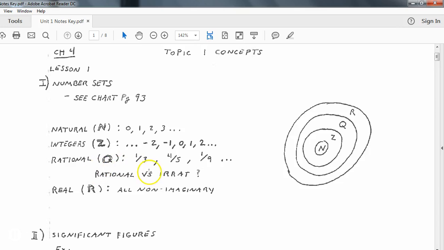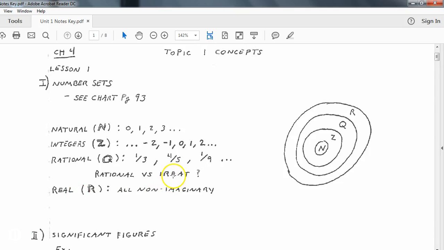When you move beyond the rational numbers, anything that could be written as a fraction, everything else falls under the real category. In the past, you have seen an irrational category. IB does not use an irrational category. They simply place everything that's not rational under the real umbrella that you see here.